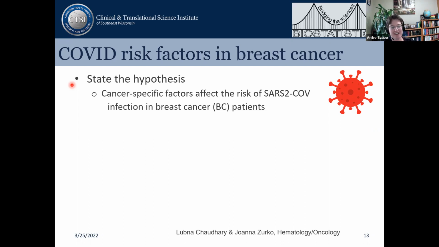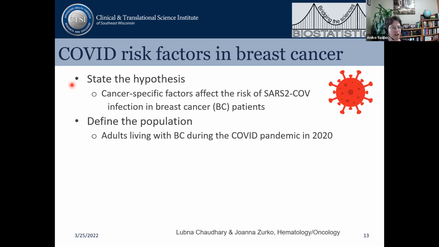The hypothesis they wanted to study was that there are some cancer-specific risk factors for COVID infection in breast cancer patients. Dr. Chaudhary is a breast cancer physician. So that was what they wanted to study: what are the breast cancer-specific risk factors for COVID infection? The population would be adults living with breast cancer during the COVID pandemic in 2020. That will be within our time frame.